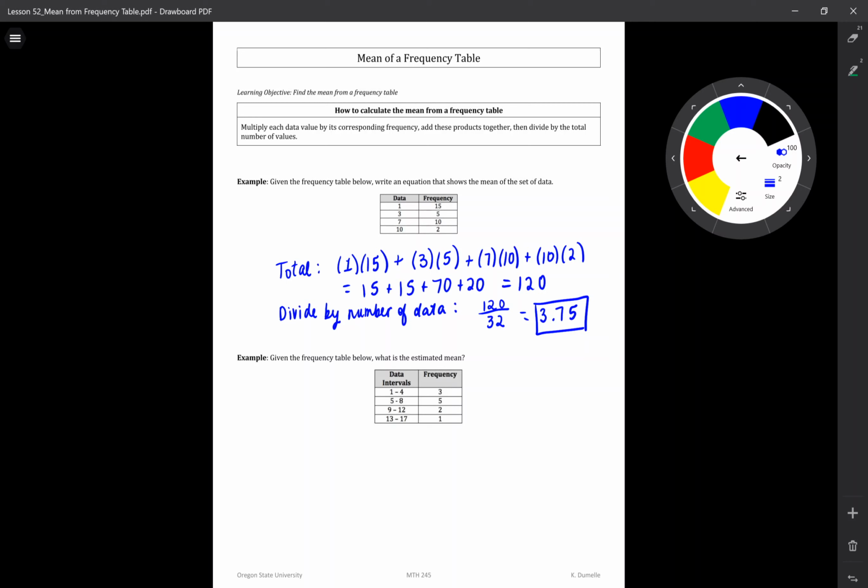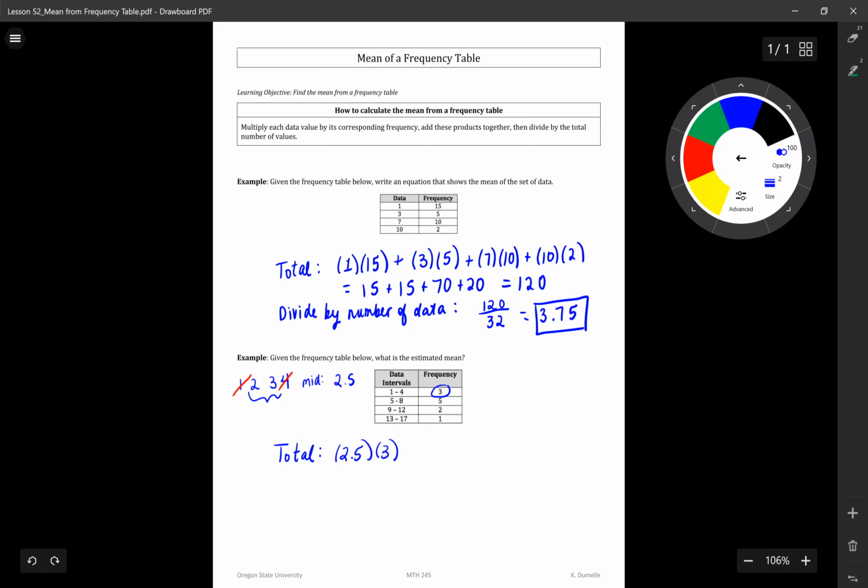Okay, in the next example here, we have an interval instead of a particular data value. When I have an interval, I have to look at the midpoint of that interval in order to know what to multiply the frequency by. So if I have 1, 2, 3, and 4, and I want to find the midpoint, I cross these out, and then I have to find the average of 2 and 3. So the midpoint here is 2.5. I take that midpoint from the first interval, 2.5, and I multiply it by the corresponding frequency.